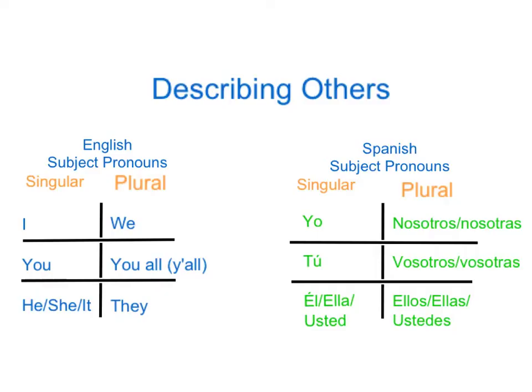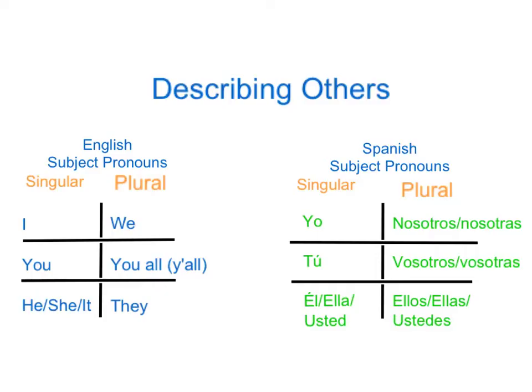This video is going to be talking about describing others. And when we're describing other people, we're not just talking about ourselves anymore, or even talking directly to somebody, but we're talking about somebody else. For example, he is tall, she is thin, we are fun, or maybe even they are very interesting.